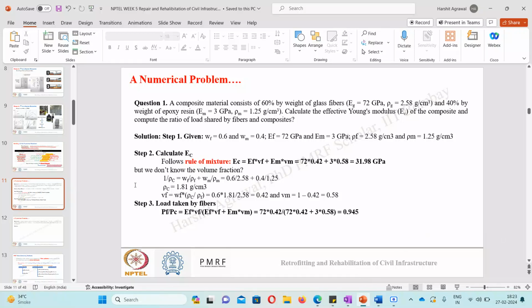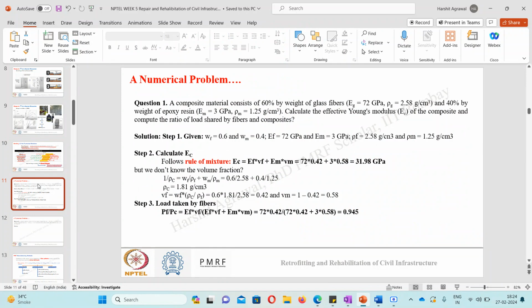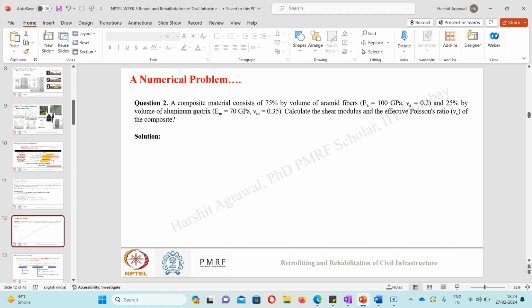Just one thing you need to remember is the rule of mixture, and then everything will be clear to you. Let's see one more numerical now, a different one. The question says a composite material consists of 75% by volume of aramid fibers whose Young's modulus and Poisson's ratio are given, and 25% by volume of aluminium matrix whose Young's modulus and Poisson's ratio are given. Calculate the shear modulus and effective Poisson's ratio of the composite, both major and minor.